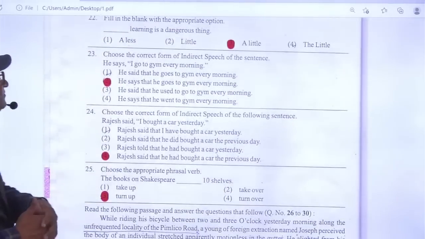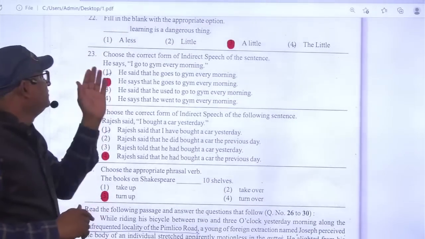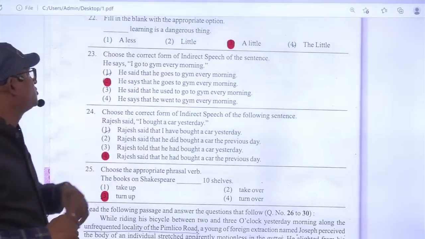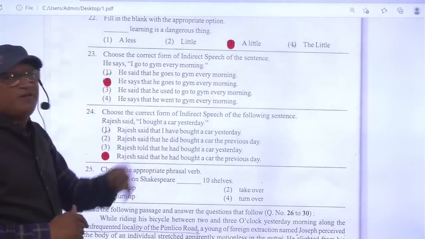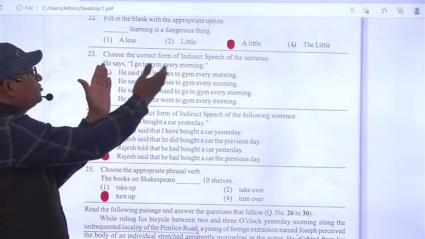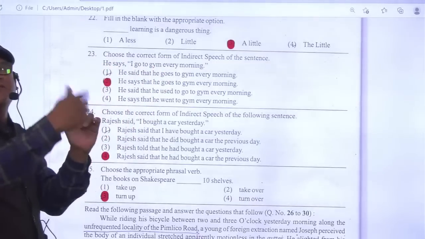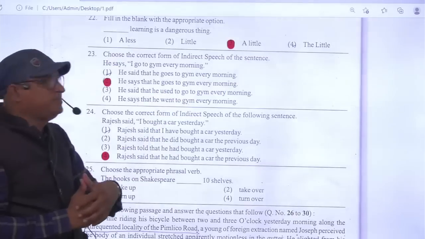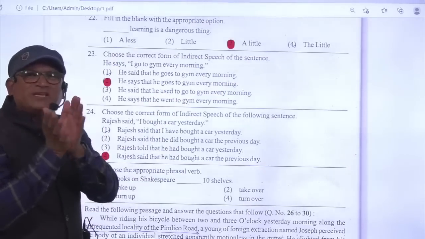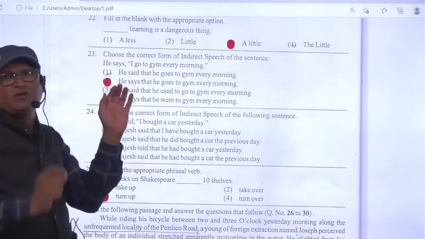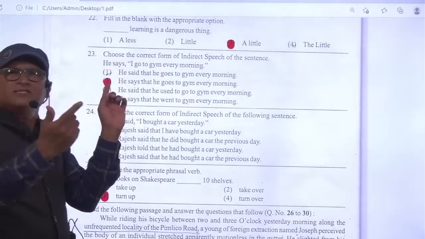Next, coming to direct and indirect speech. The direct speech is given. We have to choose the indirect reported speech for the question. He says, I go to gym every morning. The direct speech, I go to gym, is the reported speech given in simple present tense. Okay. But as far as the rules are concerned, from direct to indirect, simple present tense becomes simple past tense. But the reporting verb, he says, is given in simple present tense.